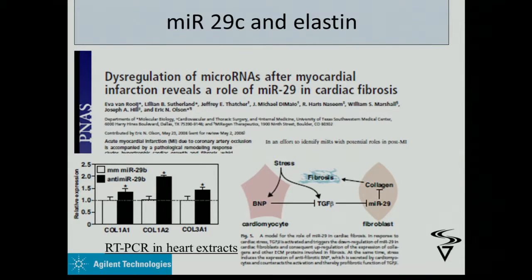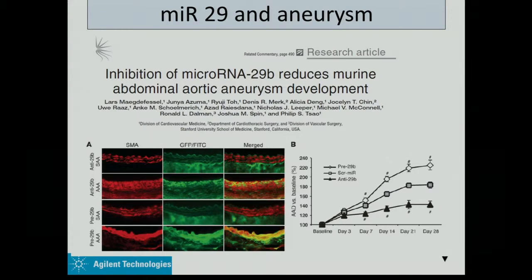miR29 was shown to be active in cardiovascular disease. For example, this paper from Eva van Rooij showed that miR29 inhibits collagen and therefore leads to less fibrosis, less cardiac fibrosis in mice in this case. And this is a paper from Phil Tsao's lab at Stanford that shows that inhibition of miR29 reduces cases of aortic aneurysm. Aortic is one of the arteries leading to the heart. Aneurysm in mice as well.